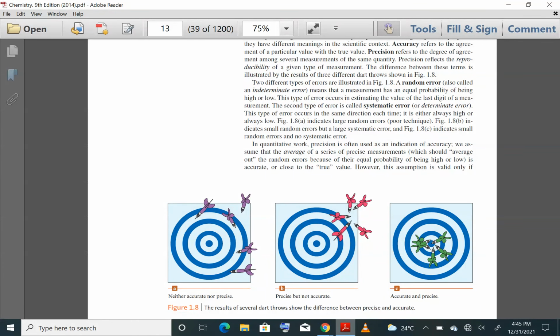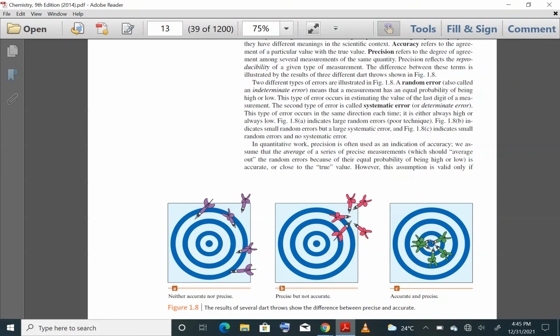So you see that even the precision is bad. It's not precise. Then when we go to the second one, B, which is in the middle, you see that these darts have missed the bullseye, but one thing about them is that they are close together, so they are in agreement, aren't they? So even though they are not accurate, they are definitely precise.